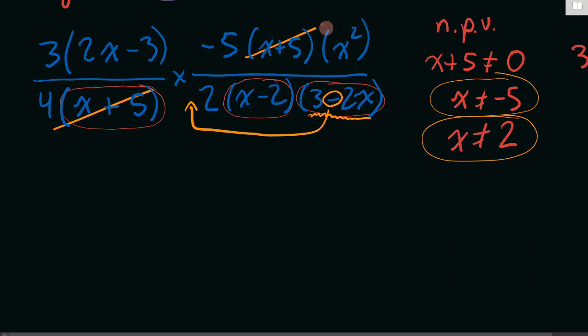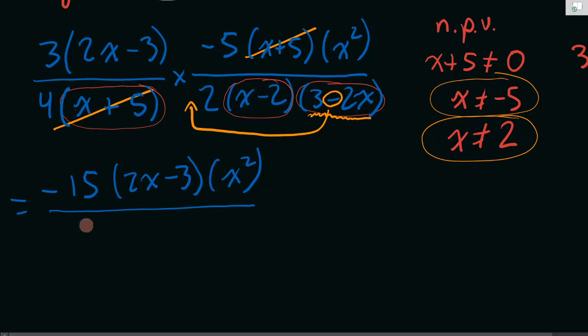Okay, so in this next step, we've done a little bit of work. The x plus 5 is canceled. In this step we might as well also do our integer multiplication. So positive 3 times negative 5 is negative 15. We've got 2x minus 3 there, and x squared up there. And 4 times 2 is 8, so we're left with 8 underneath. And our x plus 2 is still there.